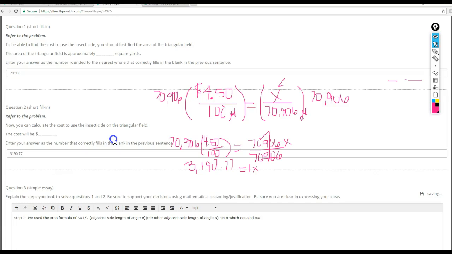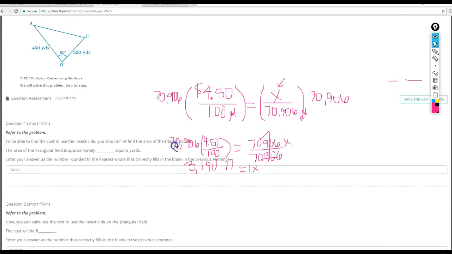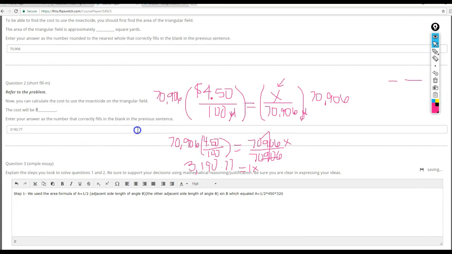which equals A equals 1/2 times 450 times 320 times the sine of 80 degrees, which reduced to the area equaling 70,906.1, which was rounded to the whole number 70,906.